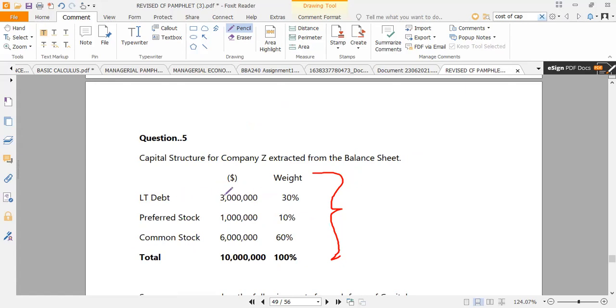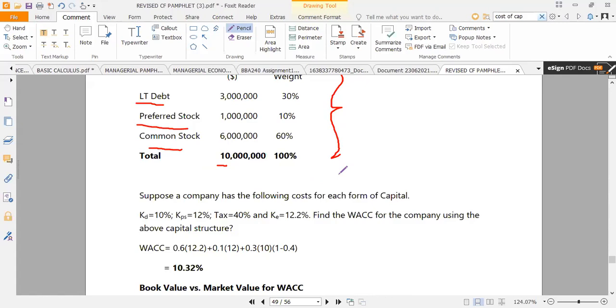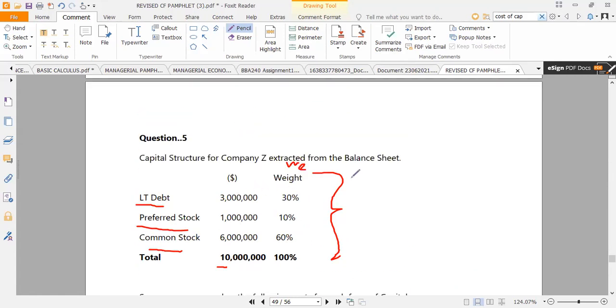So now we have a company that has been given long-term debt of 3 million, preferred stock of 1 million, common stock of 6 million. When you add this, you get 10 million. So 3 over 10 is 30%, 1 over 10 is 10%, 6 over 10 is 60%. So these are our weights. More to this, we are told that tax is 40%. So we're asked to calculate what? The WACC.